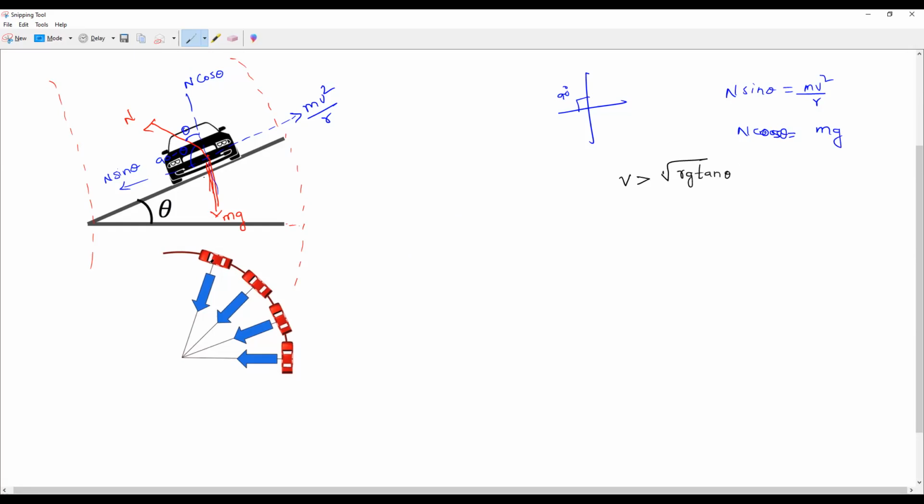Now imagine that if v is greater than root over rg tan theta, as I said, will the body skid in the upward direction or downward direction? Body will skid in the upward direction, but the friction will act in what direction? Force of friction will act in the downward direction, as the skidding of the body will take place in the upward direction. So force of friction is acting in this direction, and this is the angle theta.